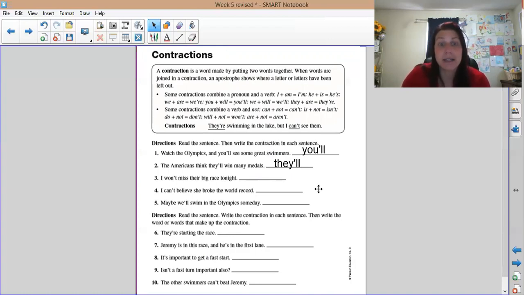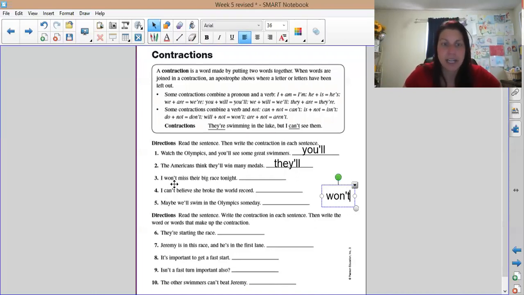I won't miss their big race tonight. Do you see your contraction in that sentence? If you are doing it on the worksheet, you can go ahead and circle it once you find it. Won't. Yes, you are correct. And what is different about won't? This is a very strange contraction here because it's not will not, right? It does have not in it, but what's strange about this contraction? It's actually will not. When we put won't together, yeah, it's a very funny one, right? We see it, we know that it's will and not, but how come it's not willn't? It's very strange. It's one of those irregular words, right? So it is won't. You can go ahead and write that on the line if you want.